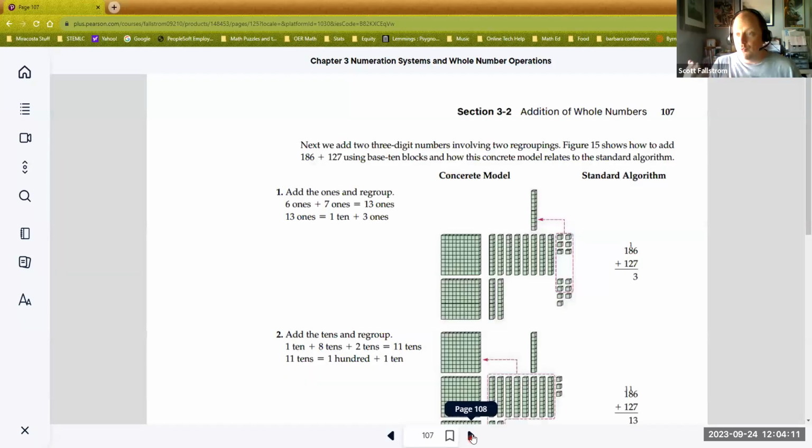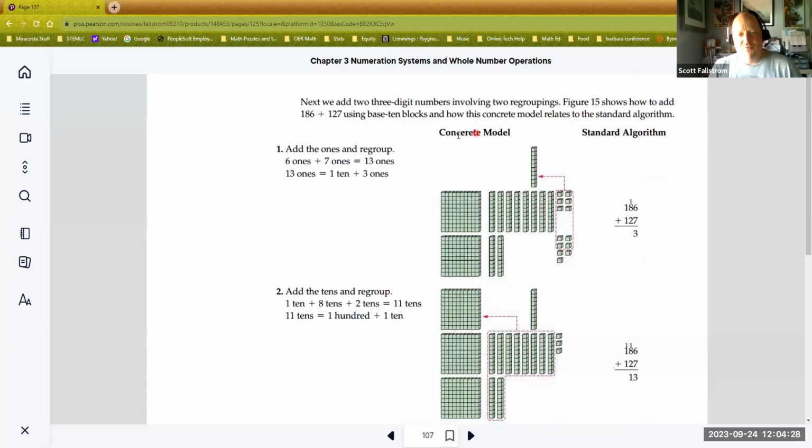So we use regroup. I sometimes will say fair trade. I think that's a reasonable piece. Students like hearing fair trade, but really we're just regrouping them because we're taking a grouping of 10 ones and writing it as one group of 10. So hence that's why you'll hear the term regrouping.